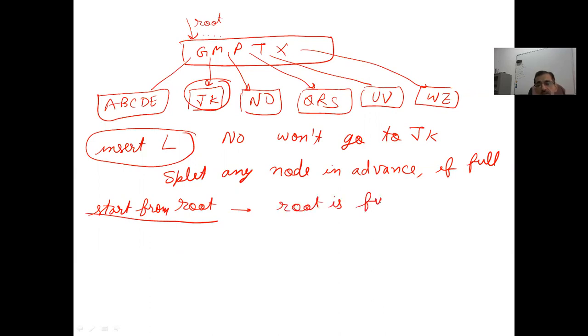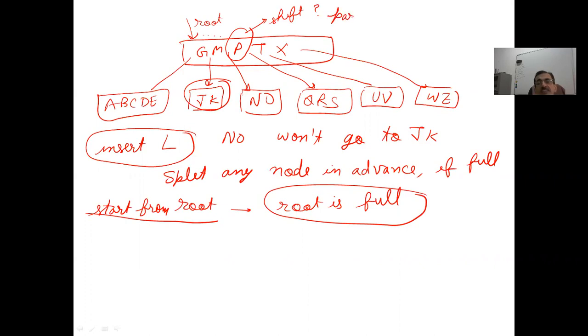So root is full will mean root will be split. How will root be split? With the same logic. The median will get shifted up and this node will split into two. But where to shift the median? There is no higher parent. Parent doesn't exist, which will mean an extra level will be created. So this is how tree depth will increase.